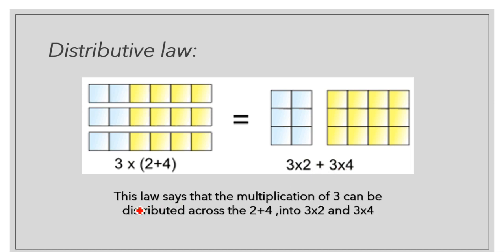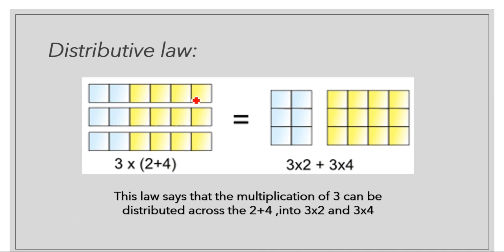So what the distributive law says is that the multiplication by 3 can be distributed across the 2 plus 4 into 3 multiplied by 2 and 3 multiplied by 4. On this side, first we add 2 plus 4 and then multiply it by 3. But on the right hand side, we distribute 3 into 2 and 4. We multiplied 3 by 2 and then we multiplied 3 by 4 and then found their sum.